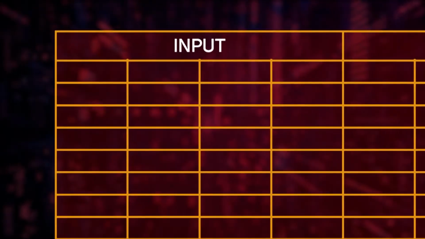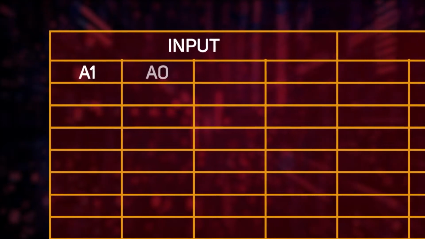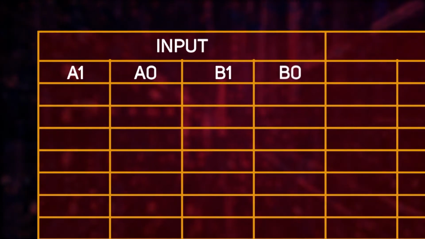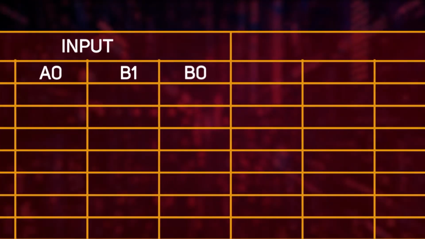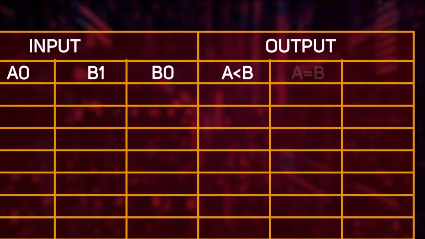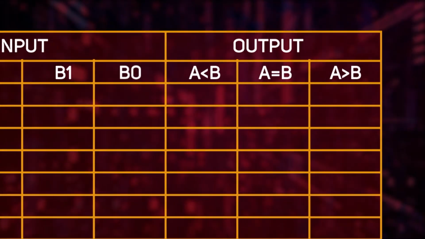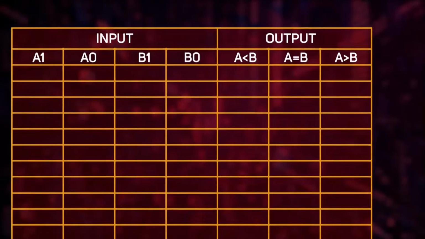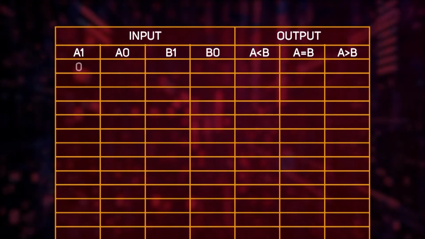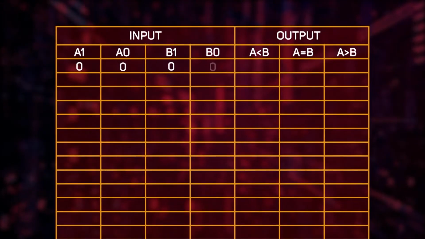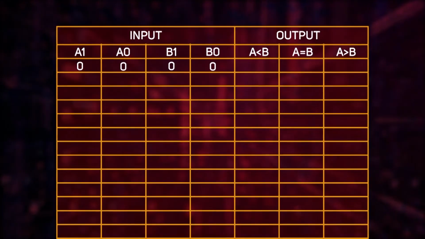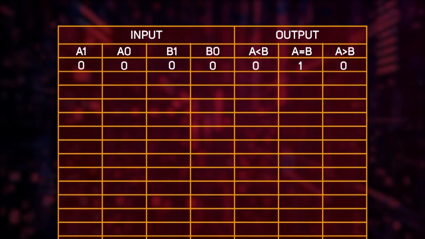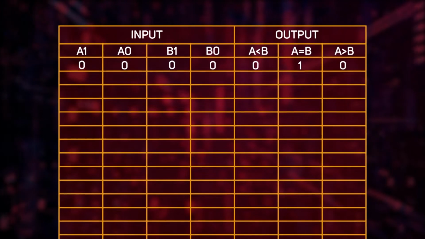The 4 inputs are A1, A0 belonging to the first number and B1, B0 belonging to the second number, and outputs are A less than B, A equal to B and A greater than B. Then, by looking into the input values, we will be able to write each output. When A is 0 0 and B is 0 0, the outputs are 0, 1 and 0 in the order A less than B, A equal to B and A greater than B.